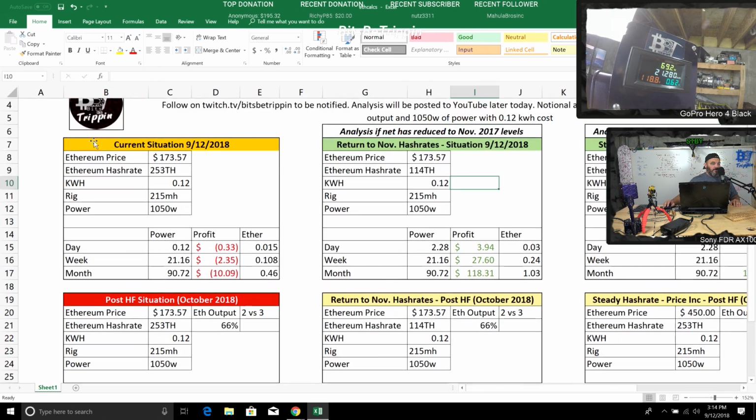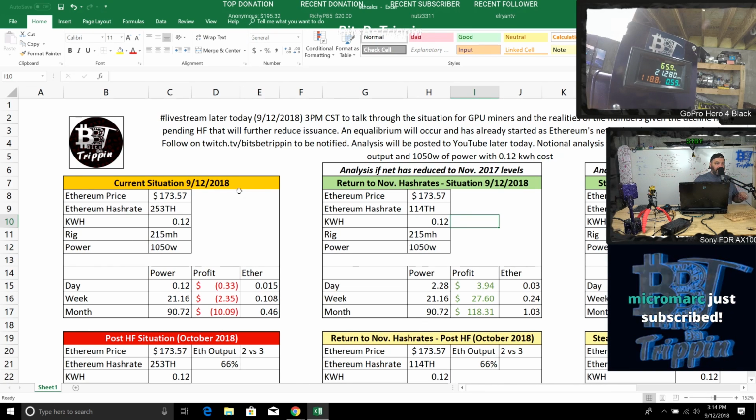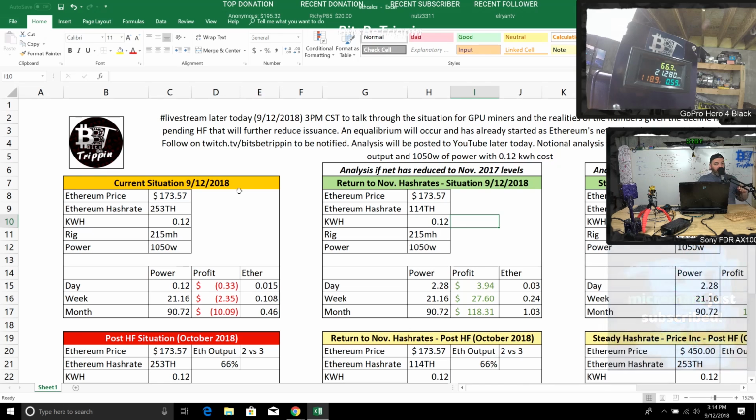And look at this first space right here at the top. This is the current situation in the space with the current price. The current price is actually even lower than this, I believe, about 171, maybe a little less. But if we take the current Ethereum hash rate, which converts to difficulty to keep the block time in order, you will get these calculations.